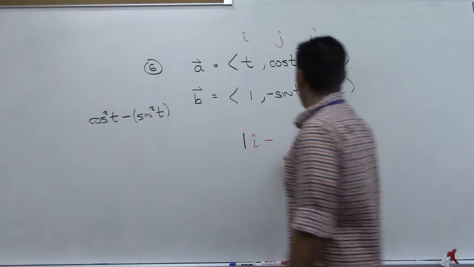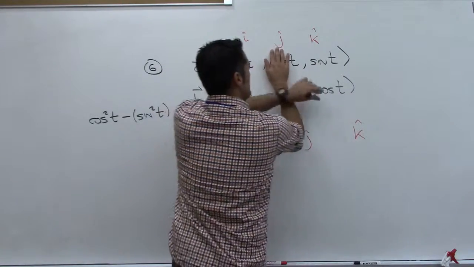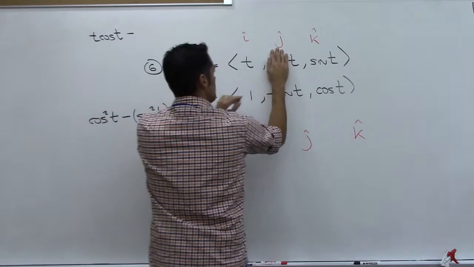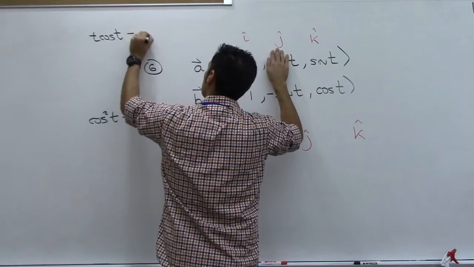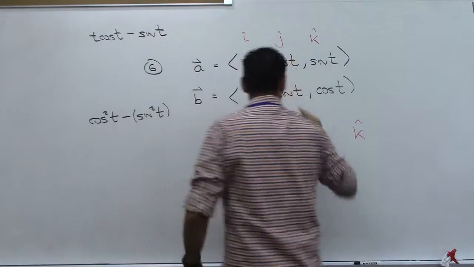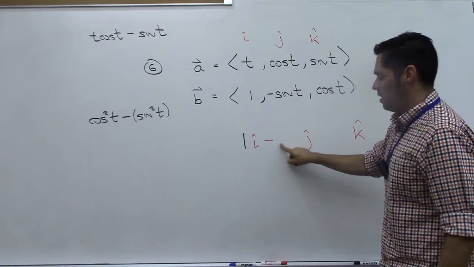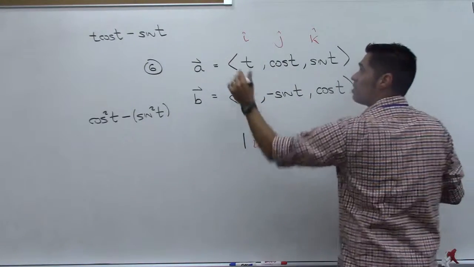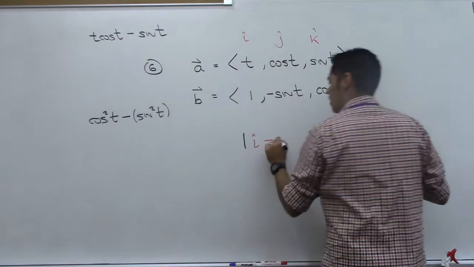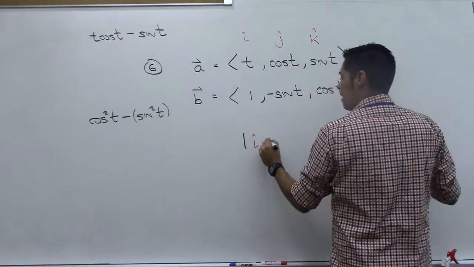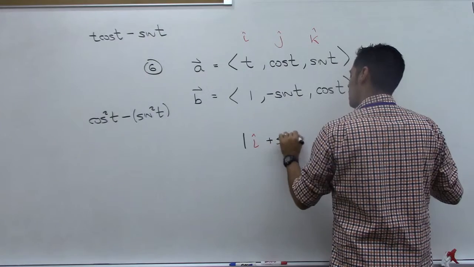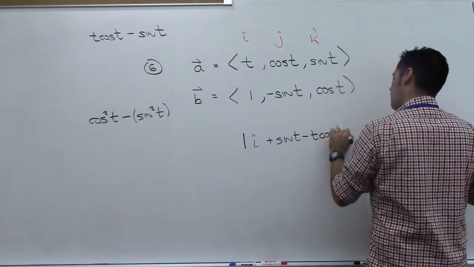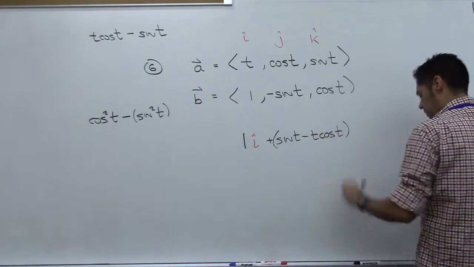Now to find the J, cover up J. T times cosine T is T cosine T. Minus, and then 1 times sine T is just sine T. And I'm going to subtract that. So what's going to happen here when I subtract that is it's going to change the signs. It's going to make that positive and that negative. So I'm going to write it this way. Plus sine T minus T cosine T. That's sitting in front of J.